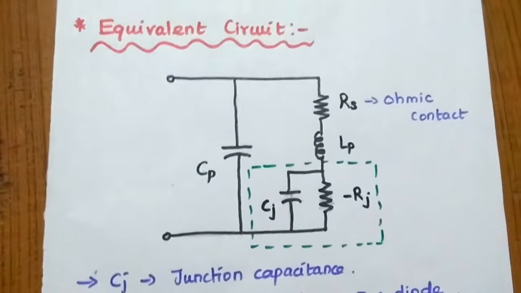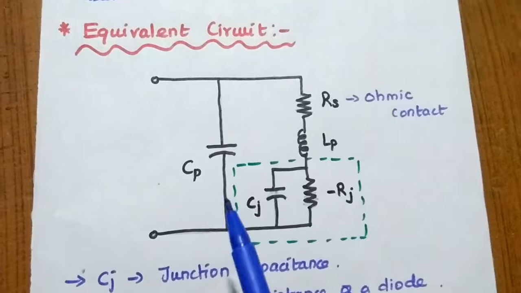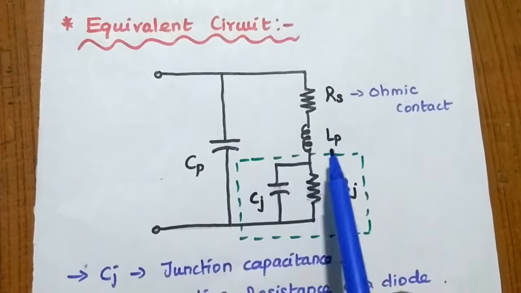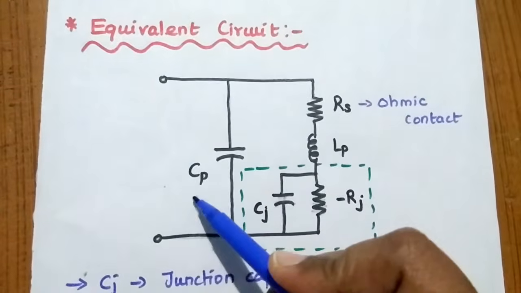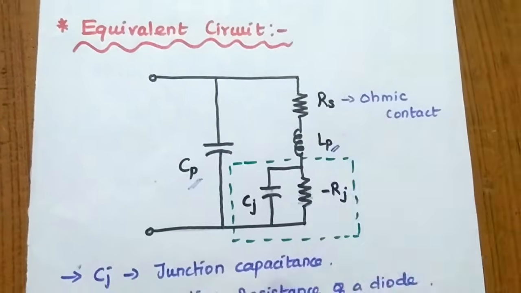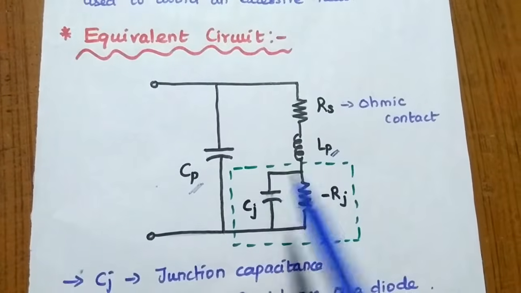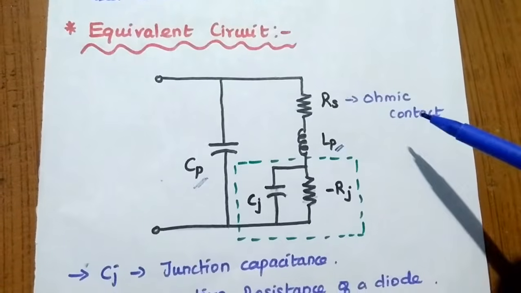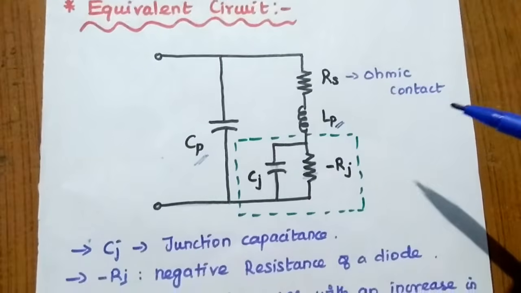Equivalent circuit of this Gunn diode. So here we are having CP and LP. CP and LP is nothing but package. We can say that as a package, or sometimes this can be used for coupling purpose. Okay. So RS is nothing but series resistance used to represent ohmic contact.